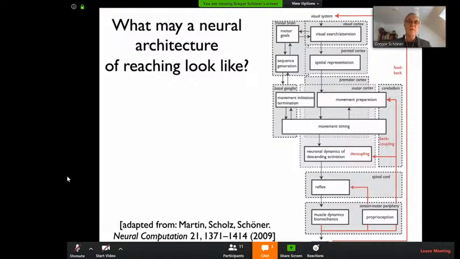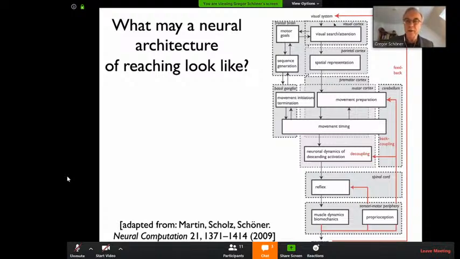So what would a neural architecture of reaching look like? So a neural process account, what would it entail? This is an updated figure of a model that we proposed about 10 years ago, and I refer to a lot of details of that. So I will take you through this architecture during the talk, but not in a lot of terrible detail.